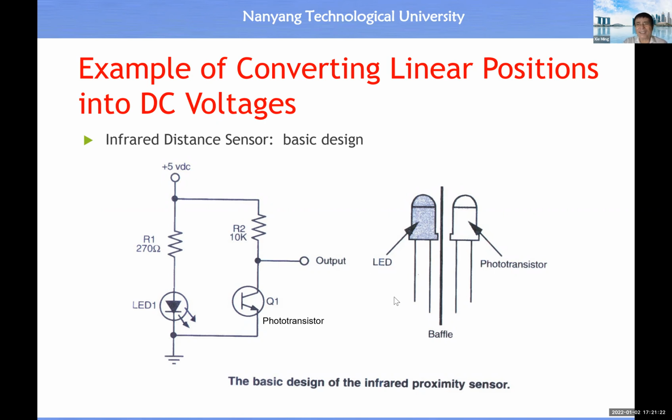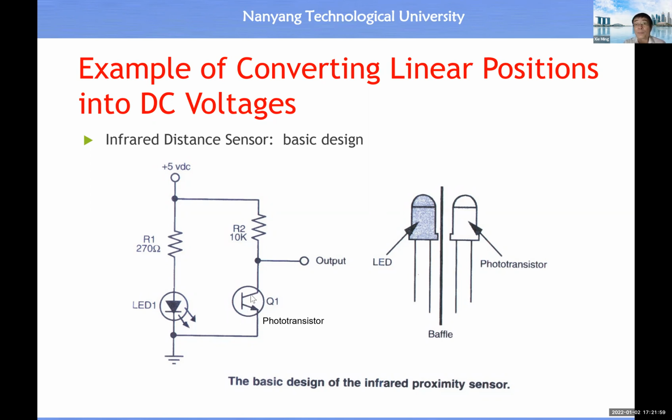We call this sensor an infrared distance sensor. We have an infrared emitter LED, then we have a light detector, which is called a phototransistor or photodiode. The light will propagate in the space, hit the target, then reflect back. The amount of energy received by the phototransistor will be reflected by the voltage as output.